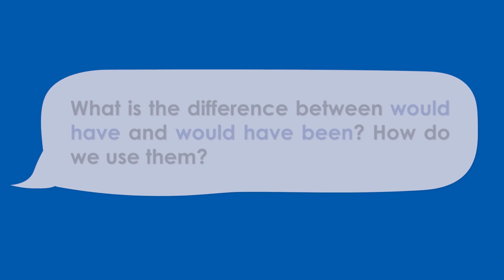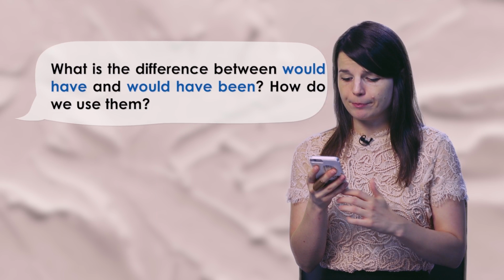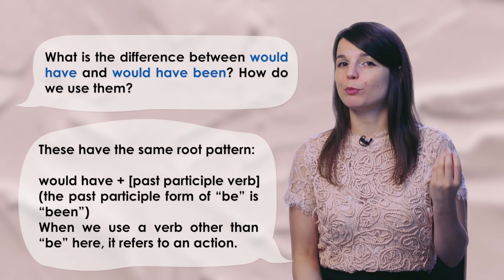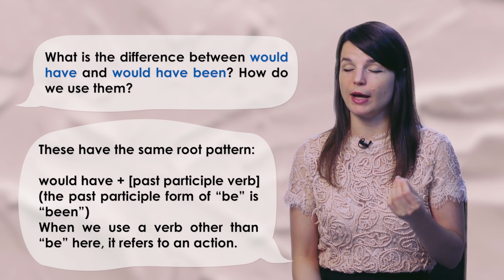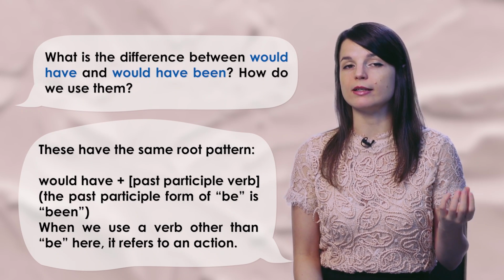Okay, let's get to your next question this week. Next question comes from Sarah. Hi, Sarah. Sarah says, what's the difference between would have and would have been, and how do we use this in a sentence? These follow the same root pattern, would have plus a past participle verb. So the past participle form of be is been.